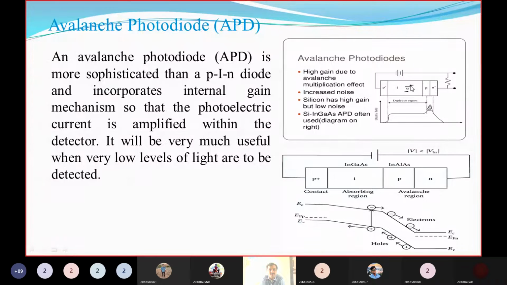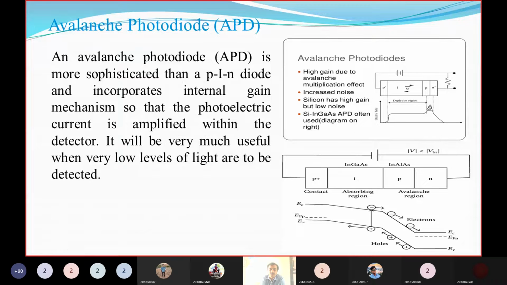What is the relation between frequency and energy? E is equal to h nu. Based on this we can calculate the energy of the photon. That means the energy of the photon should be greater than the energy of the band gap, between the valence band and conduction band. And one more thing: because of the internal gain mechanism, the current will be amplified in the circuit. There is no external amplification required.